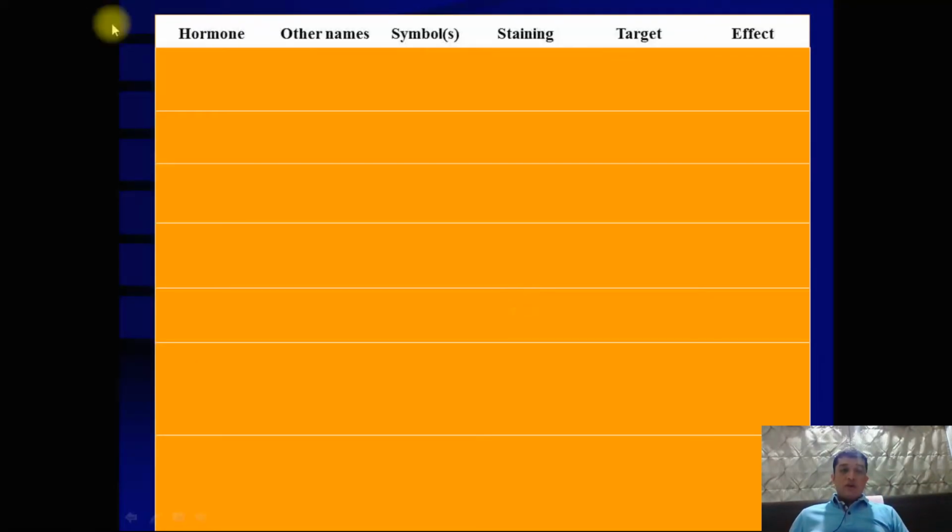So now we are going towards the name of the hormone, their synonyms, their symbol if they have been given any, and what type of staining they take. Most of the cells definitely will be taking basic stain, that's why basophil, but let's check that. And then what is the target endocrine gland, and what is the major effect that they produce.